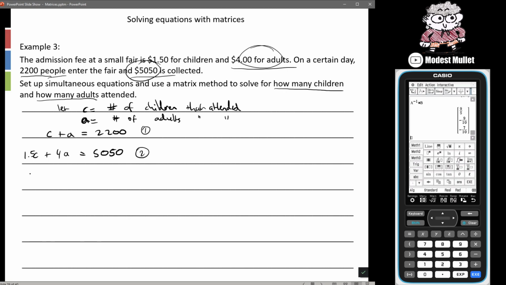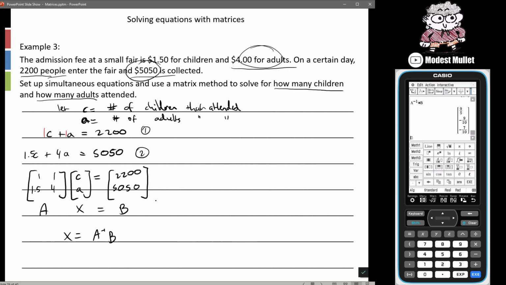I can turn them into a matrix, like the simultaneous equation version of a matrix, where I have my coefficients. Now the C and the A, that's technically 1C and 1A. So I get 1 and 1, and 1.5 and 4 in my coefficient matrix. My variables in the order from left to right were C and A, and they equaled 220 and 550. So I now have AX is equal to B, so X is going to be equal to the inverse of A times by B.